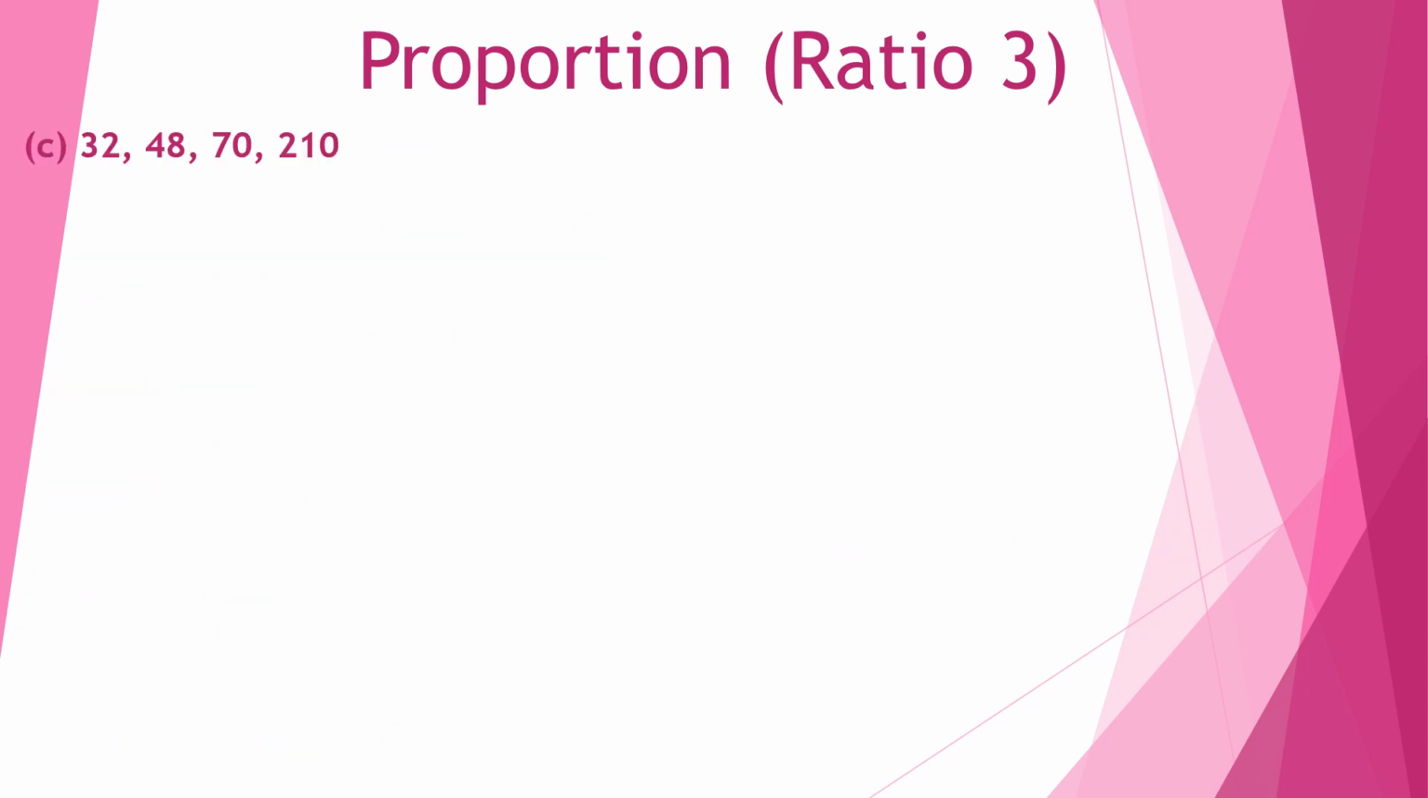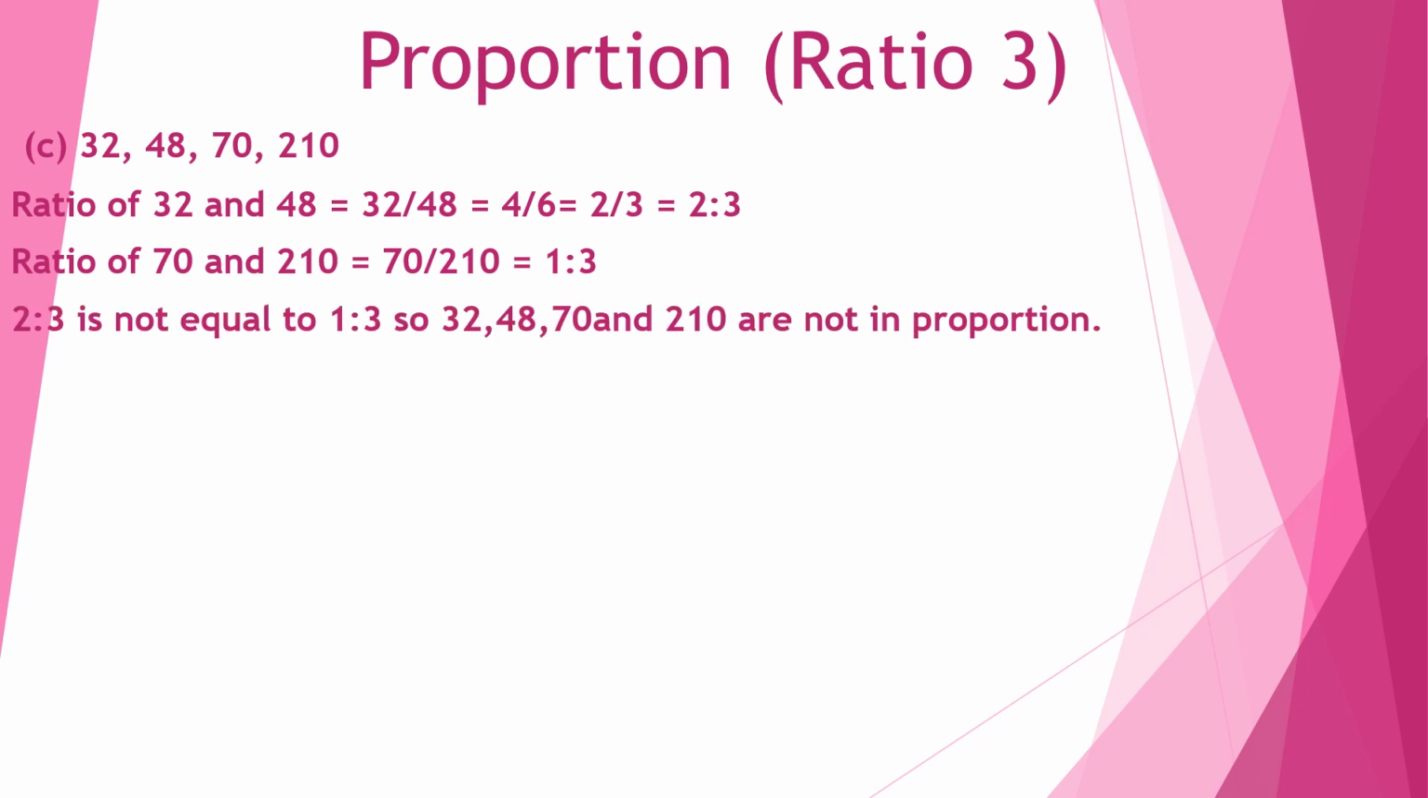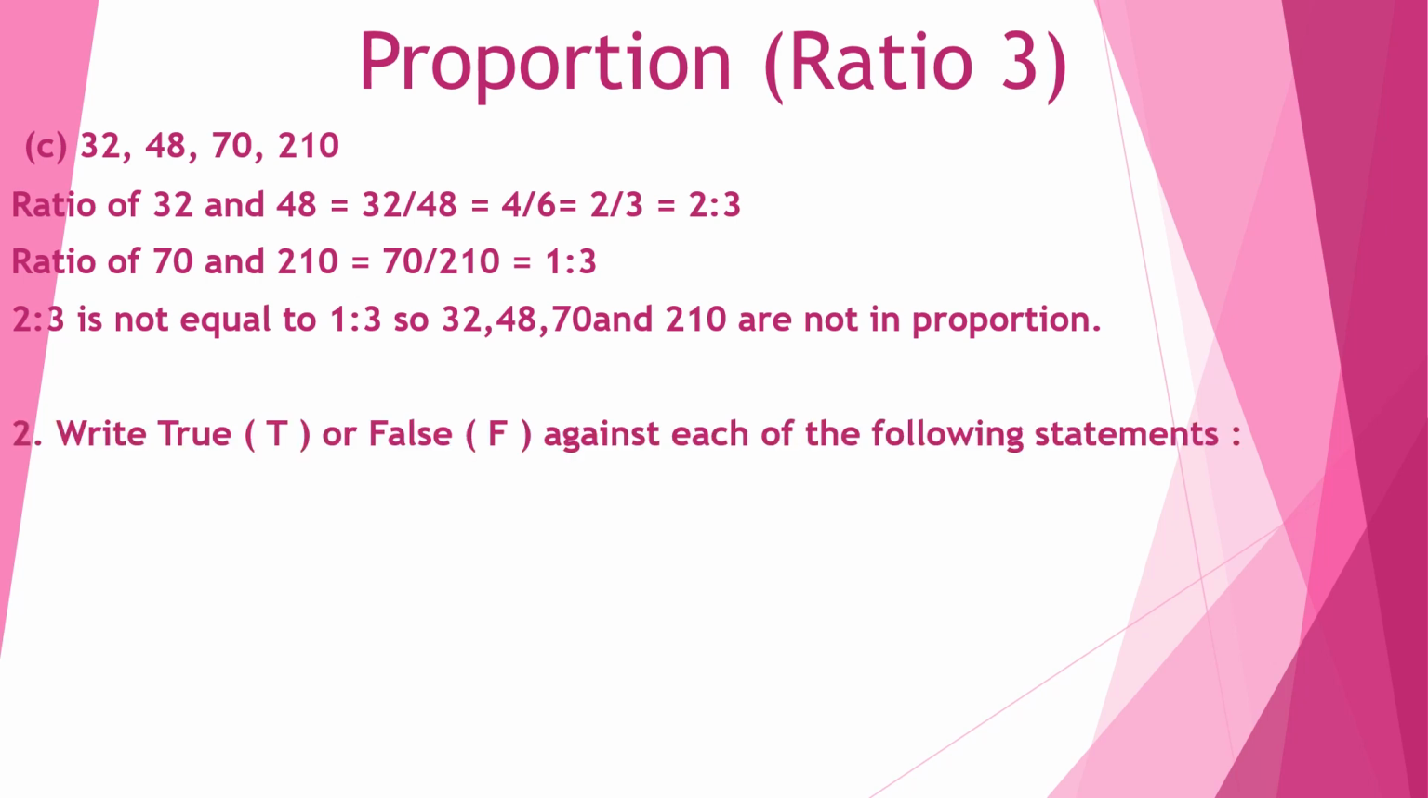Let's take 32, 48, 70 and 210. Ratio of 32 and 48 comes out to be equal to 2 upon 3 or 2 is to 3. Ratio of 70 and 210 comes out to be equal to 1 is to 3. The two ratios are not equal. So 32, 48, 70 and 210 are not in proportion.